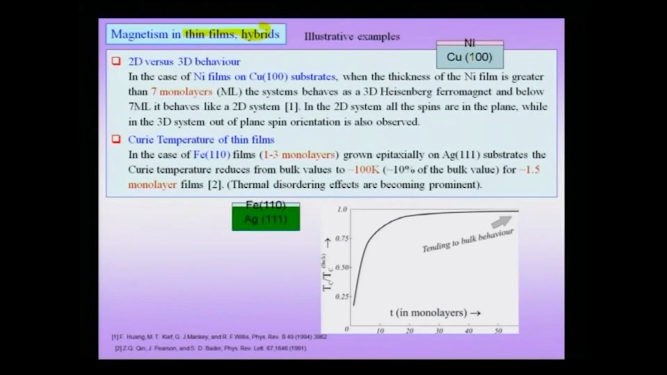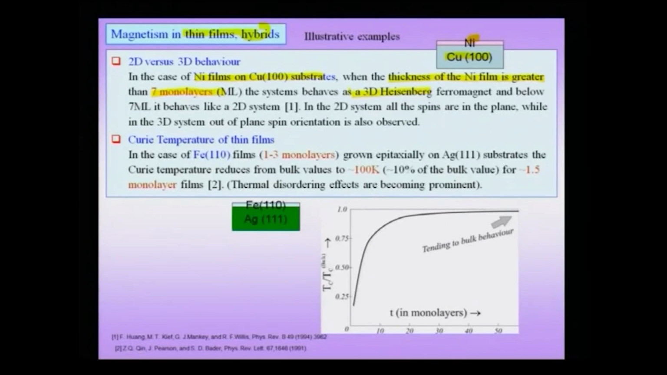People have studied these thin films, which of course cannot be freestanding, because they would tend to warp and are difficult to study. Typically, these thin films are grown on a substrate, and in the case of nickel films which have been studied, on a copper 100 substrate. Of course, copper is chosen because copper is not a magnetic material. Often you may also notice that in some of these systems, the film may actually be epitaxial with respect to the substrate. Now, in the case of the nickel films on copper substrates, where the copper 100 single crystal substrate has been used in the experiment, when the thickness of the nickel film is greater than about 7 monolayers, that means beyond the very thin film regime, the system behaves like a 3D Heisenberg ferromagnet.